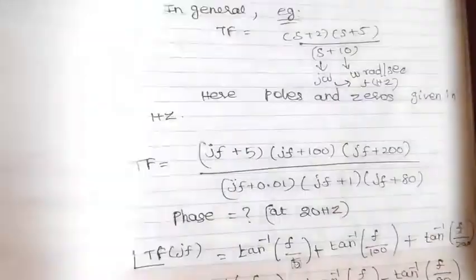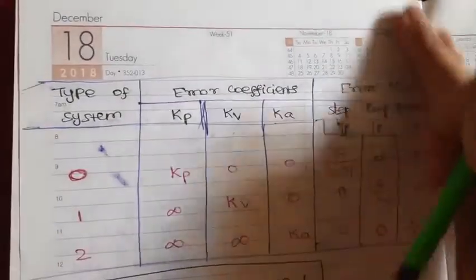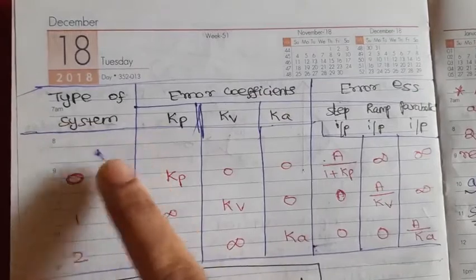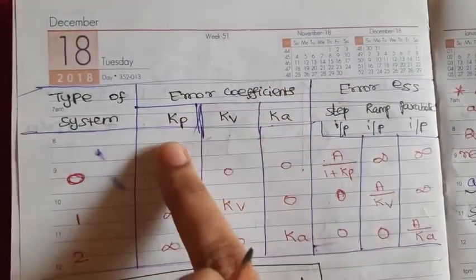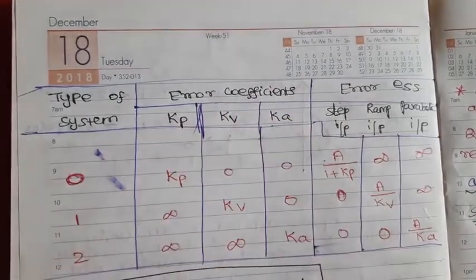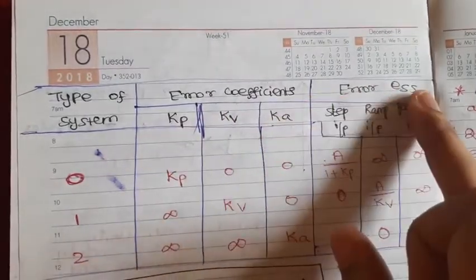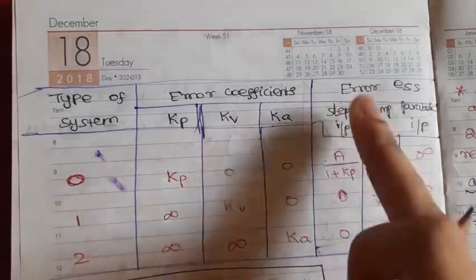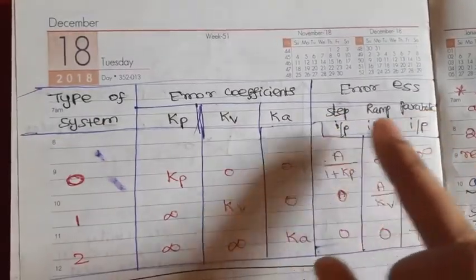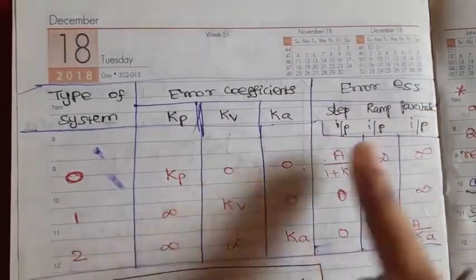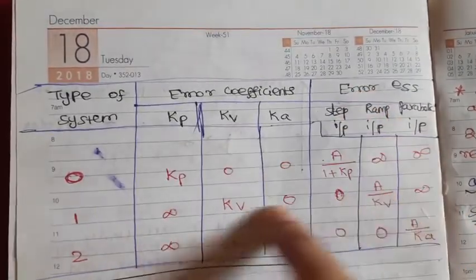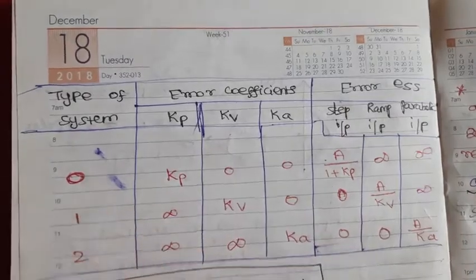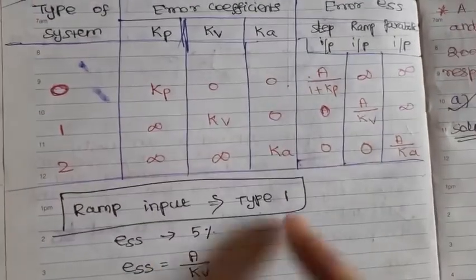So see, we will have one tabular column. We should remember or mug up this. Type of system: 0, 1, 2. Error coefficient: Kp, Kv, Ka, the positional, velocity and acceleration error coefficients. This is the steady state error. This is the type of system, and this is the given input: step input, ramp input, parabolic input. So for this problem, what is given? Ramp input. So what is the type number? Type number is 1. For a ramp input, the type number is 1.